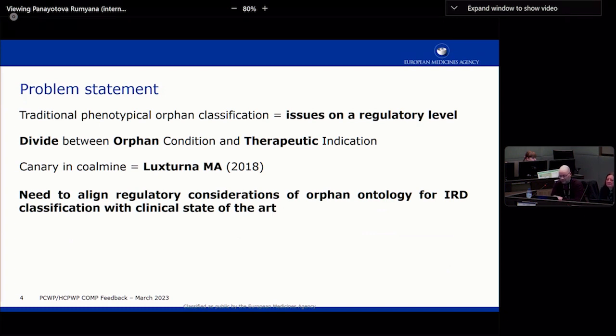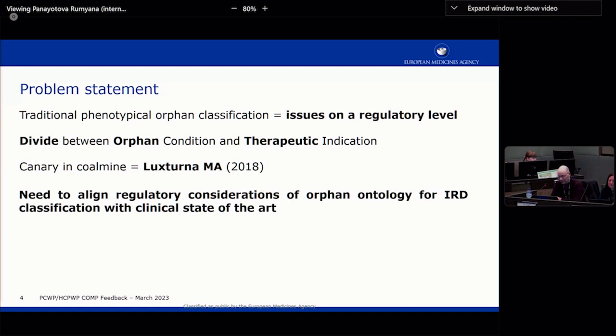Okay, so this actually brought issues on a regulatory level for us. And here it becomes a bit difficult, but there is a bit of a divide between what we at COMP give as an orphan indication or an orphan condition and what a therapeutic indication is, which is what is given by the CHMP at the time of marketing authorization. And to put it very simply, a therapeutic indication can never fall outside of an orphan indication. So an orphan indication should always be as broad or broader than a therapeutic indication by law.